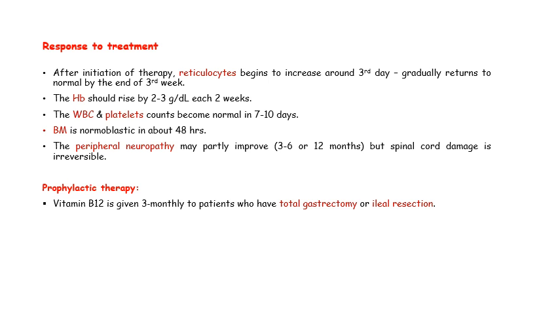The peripheral neuropathies may partially improve within 3 to 6 or even 12 months, but the spinal cord damage is irreversible. Prophylactic therapy to avoid the deficiency of vitamin B12: vitamin B12 can be given every 3 months to patients who have had a total gastrectomy or ileal resection.